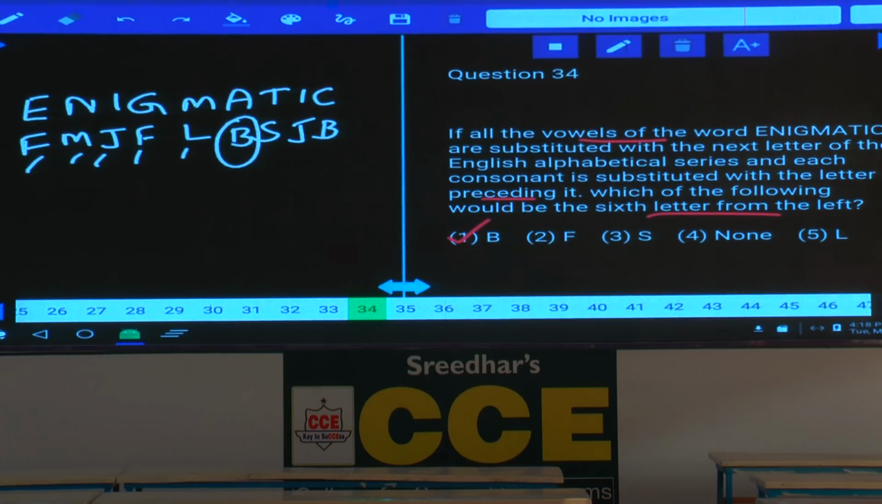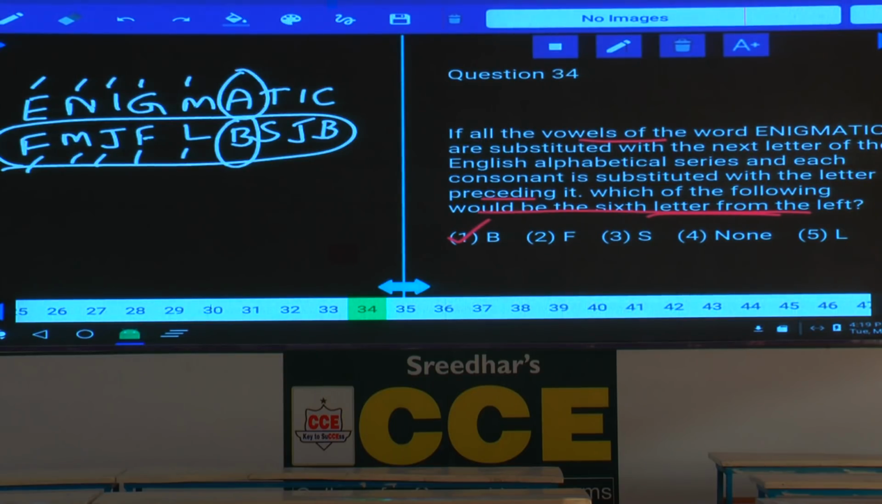Now here, these letters were not arranged either in the ascending order or descending order, hence nothing has been said about this one. Now the question is about what? Which of the following would be sixth from the left? Now here sixth letter from the left is A. A is what? Vowel. As A is a vowel, it has to be replaced with the next letter. B is the answer. You can directly work out this one, rather than working out all these elements, because these letters were neither arranged in the ascending order nor in the descending order. We can directly work out that one.